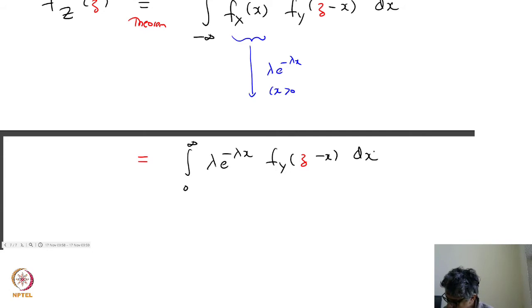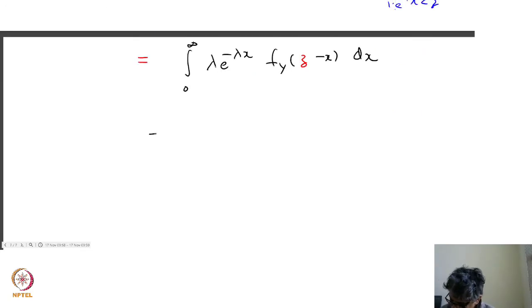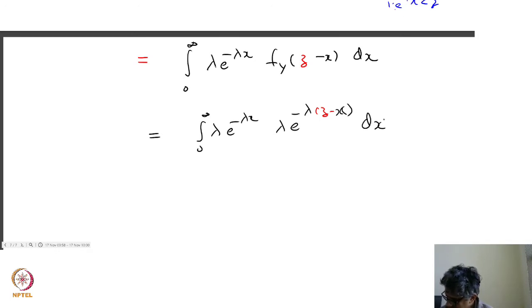But we know that f sub y at z minus x is lambda e to the minus lambda times z minus x, only when z minus x is positive. That means x is less than z. So this becomes the integral from 0 to infinity of lambda e to the minus lambda x, times lambda e to the minus lambda of z minus x, dx. That's what I get.